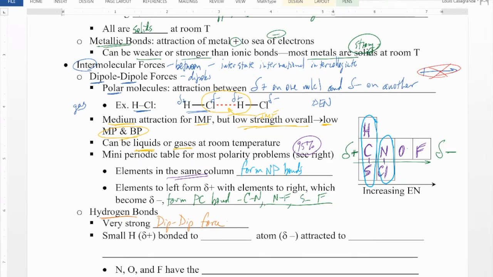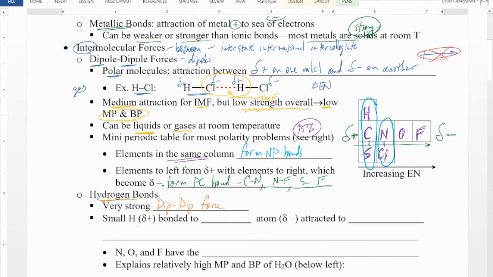Now, first, a hydrogen bond forms between a small delta plus hydrogen bonded to either the nitrogen, oxygen, or fluorine atom in one molecule, which would have the negative charge, and that's going to be attracted to the nitrogen, oxygen, or fluorine atom on a second molecule. And I'll show you the demonstration just below.